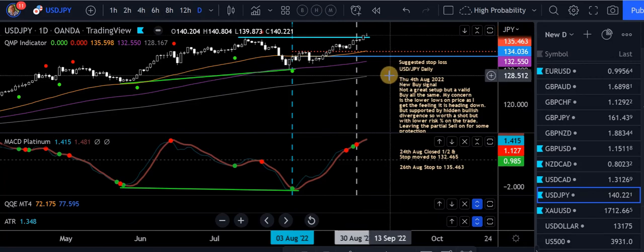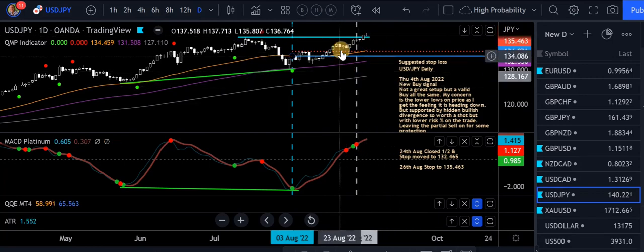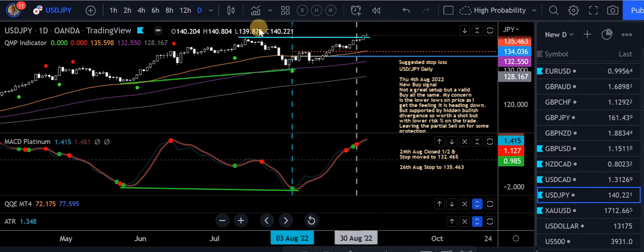So that's the USD Japanese yen. It's trying to break this previous high here. Already typed it up. Stop moved up. Yeah, it's all good.